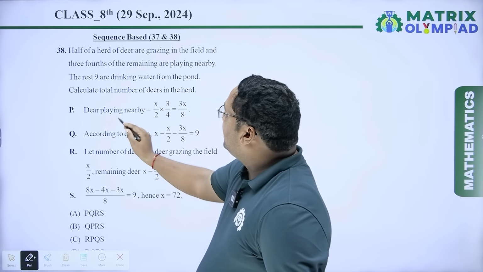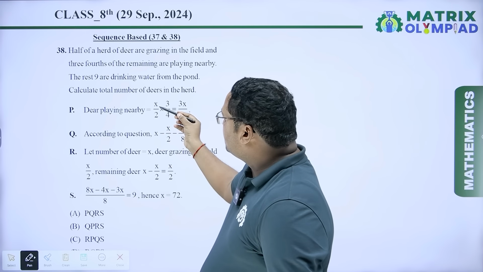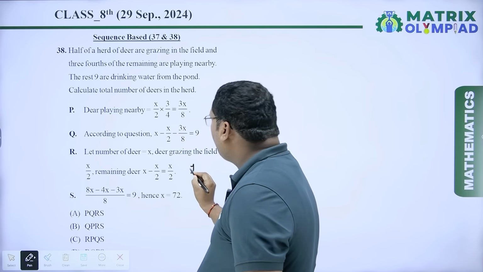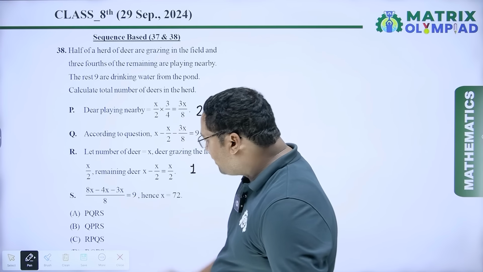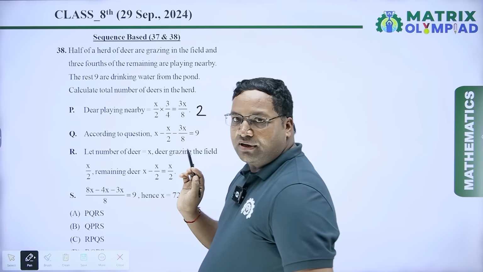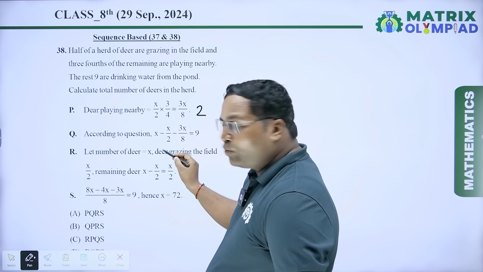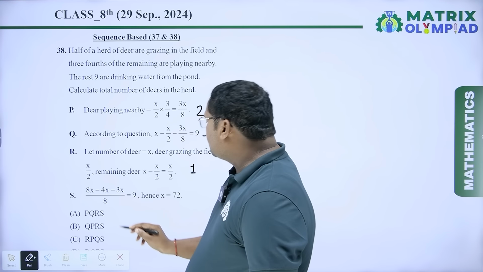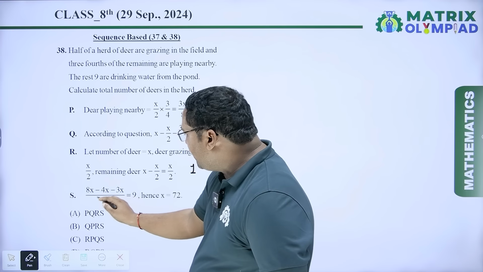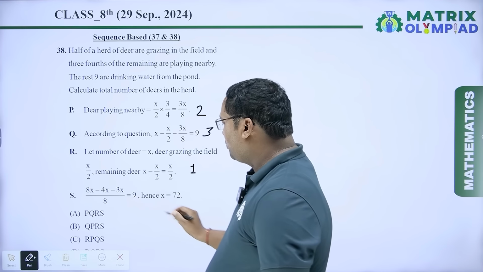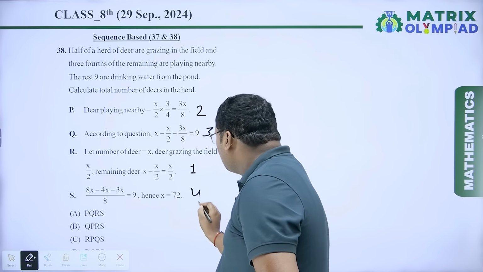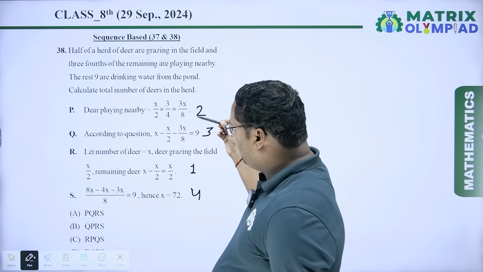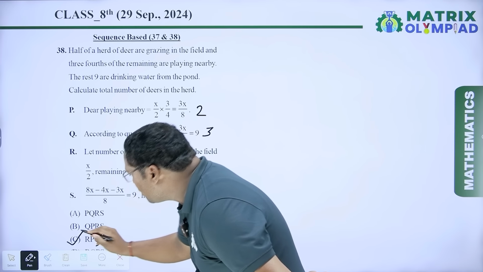The next step is deer playing nearby is 3 by 4. So X by 2 of 3 by 4 is 3X by 8. Second step is P. Third step is according to the question. According to the question, it is given X minus X by 2 minus 3X by 8 equal to 9. So third step is Q. Now the fourth step is we have to solve this equation. 8X minus 4X minus 3X upon 8 equal to 9. So hence X equals 72. So fourth step is S. So right step is RPQS. RPQS is option number C.